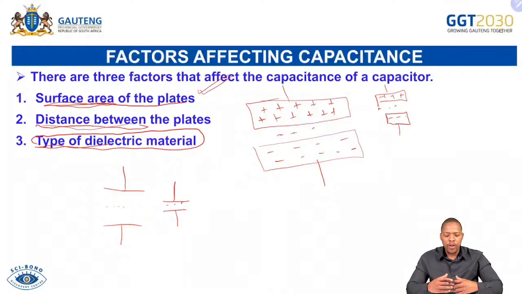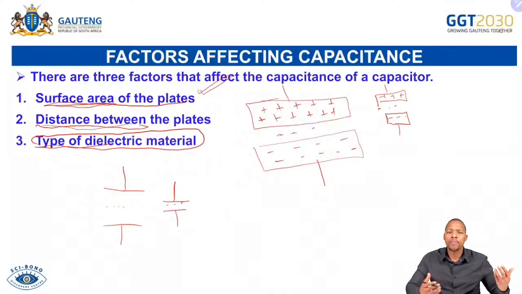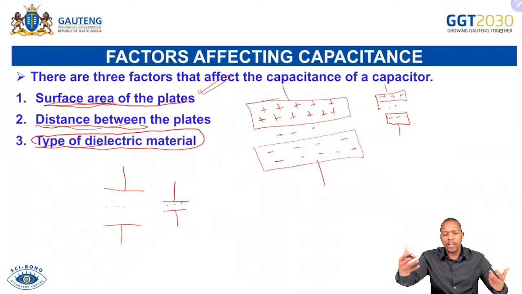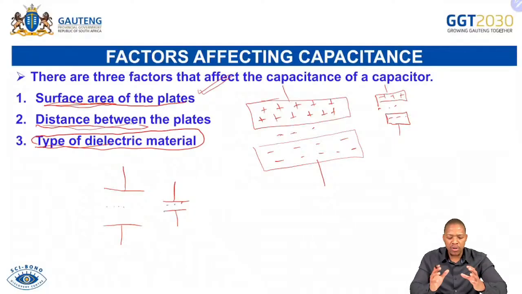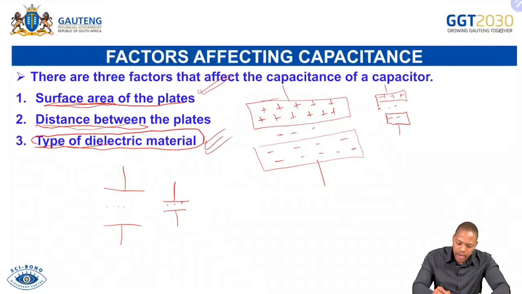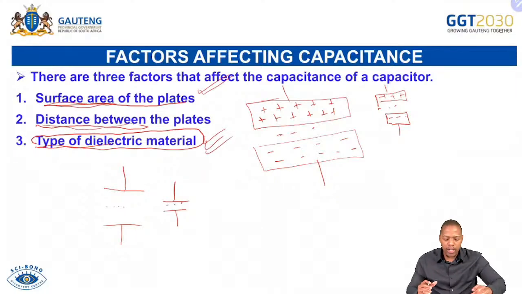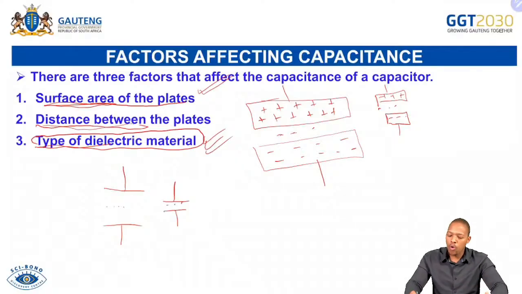But even if you wanted to explain it, it's how the material will align itself such that it repels electrons on one side of the plate, and then there are electrons coming in on the other side of the plate, making this plate more positive and the other one more negative. So that's how a dielectric works. But I don't see in the examination guideline that it specifies that you will have to explain how a dielectric material actually affects the capacitance of a capacitor. Nonetheless, I have told you, and I hope that you understand what I have said. So those are the factors that affect the capacitance of a capacitor.